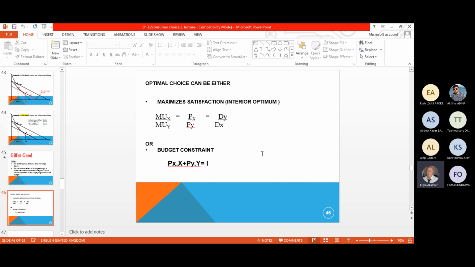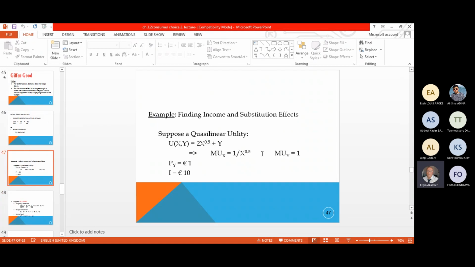And when we go to the budget constraint, Px is the price of x and x is the amount of good x that we are buying, multiplied, plus Py, the price of y, multiplied with y, the amount of that good, is equal to the disposable income, also called the income. And when we give the example of finding income and substitution effects, suppose a quasi-linear utility is given here, because there is some power position. The utility of x and y is subjected. We have two different parameters here: 2x to the power of 0.5 plus y.